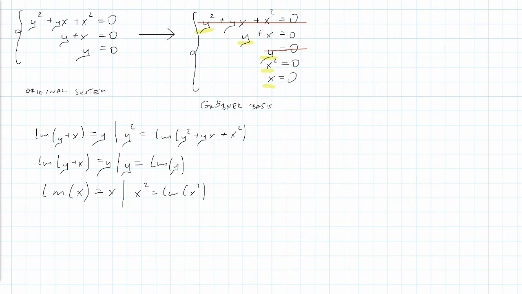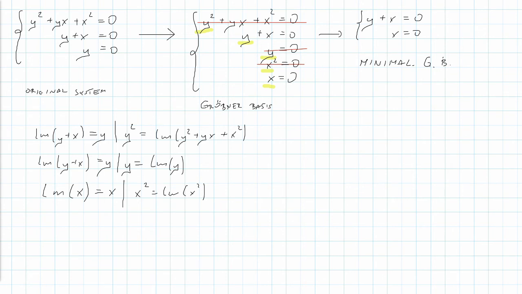So again, this equation here can be removed. So all in all, what we get here is that the minimal Grobner basis consists of y plus x, 0, and x is 0. The left-hand sides of these equations form the minimal Grobner basis.